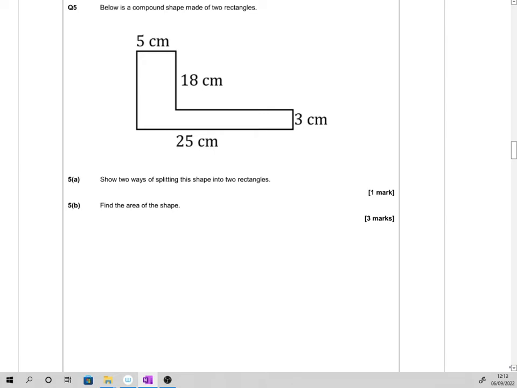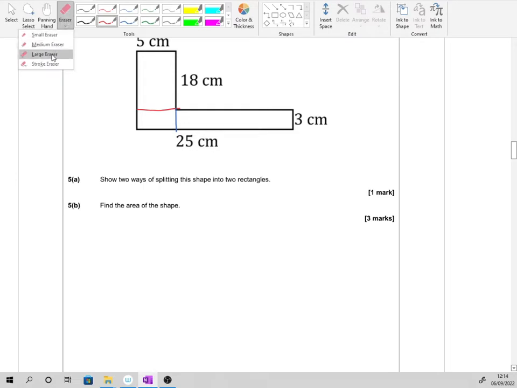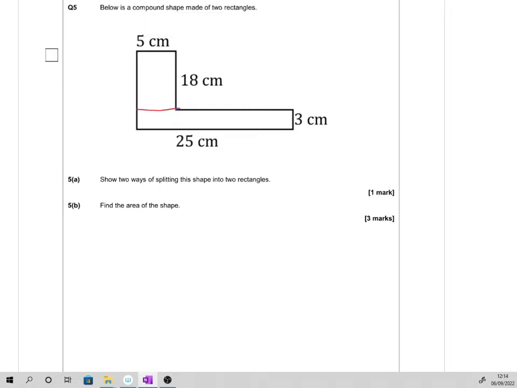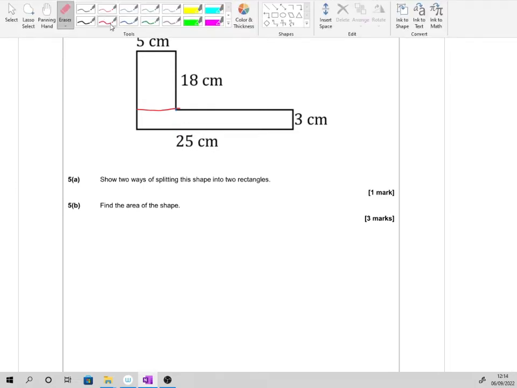Below is a compound shape made of 2 rectangles. Show 2 ways of splitting the shape. Well, we could either split it that way, or we could split it that way. Yeah, find the area. Okay, so I'll do it the red way. Doesn't really make any difference which way round you do it.